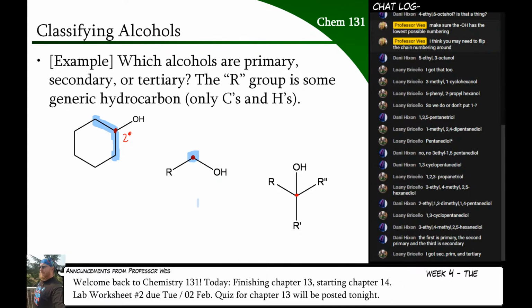Here is my carbon. It is connected to 1 other carbon. Now, even though it says R, remember that R could be any other hydrocarbon. And so even if this is like a benzene or whatever, there's still only 1 carbon attached to this carbon. And so this would be primary. And then this one down here, 1, 2, 3 carbons attached to my central carbon. So that is tertiary. So it looks like everybody can identify these by sight. So that's great.